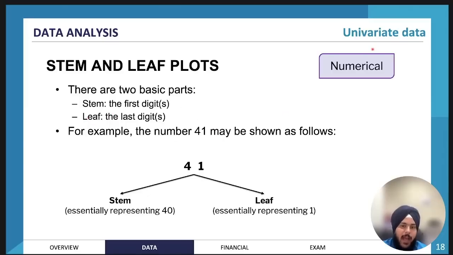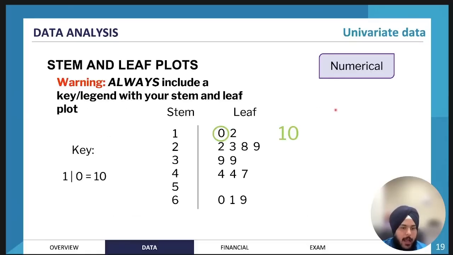So this way, if we have, for example, age of the people in a room, it's a much easier way. So instead of having 1, 2, 3, 4, we can have 1, 2, 3, 4, or the tens digits on the stem, and the leaf could be the ones digits. So for example, if you're 12 years old, the 1 would be the stem and the 2 would be the leaf. So look at that in an example.